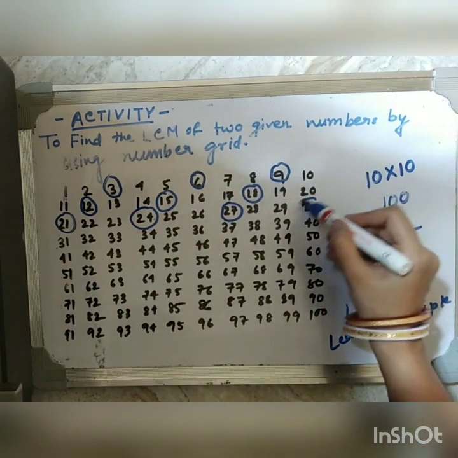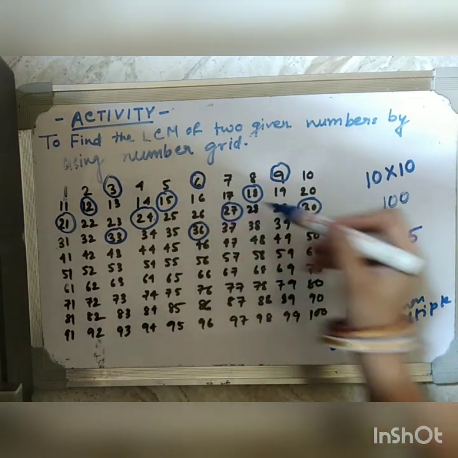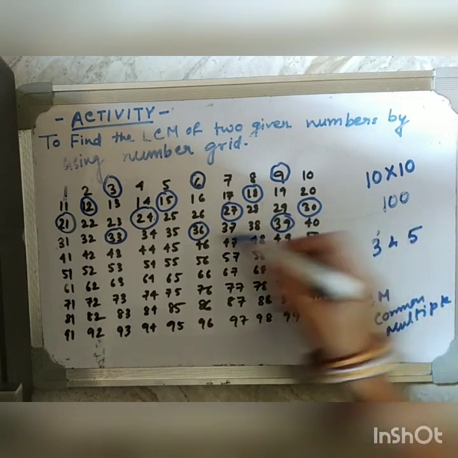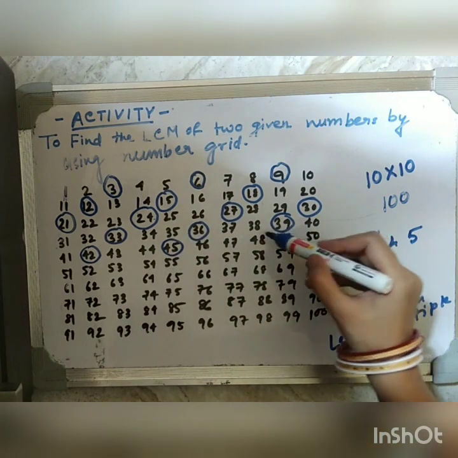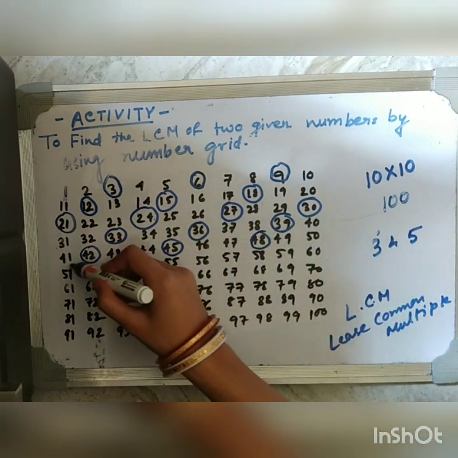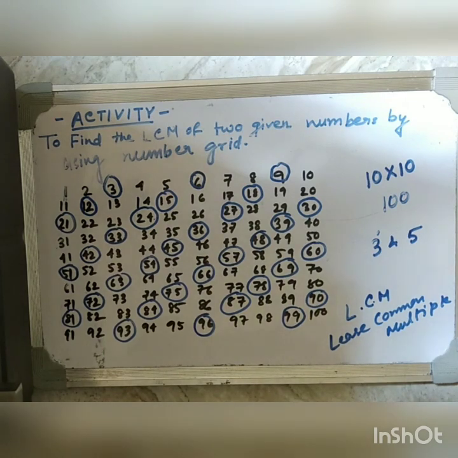27, 30, 33, 36, 39, 42, 45, 48, 51. So you can see up to 100 I have encircled the multiples of 3.